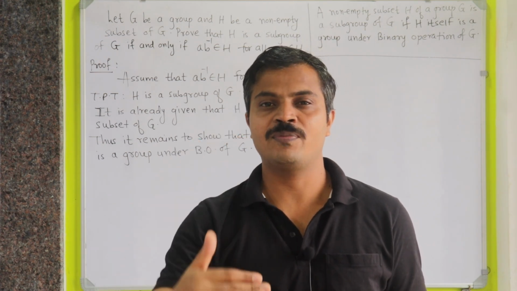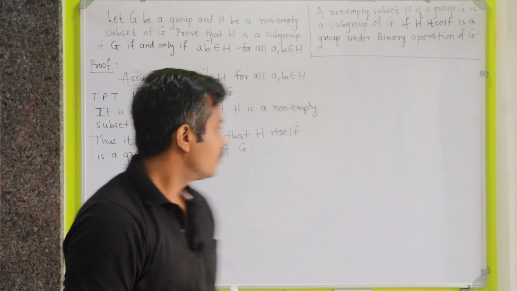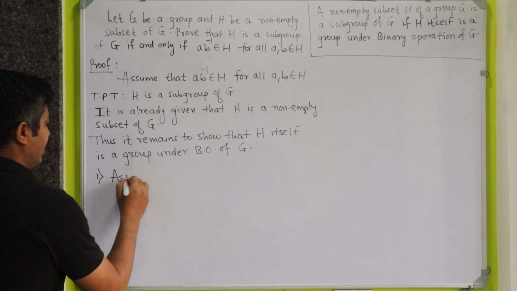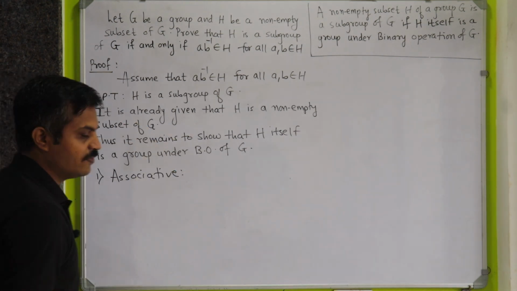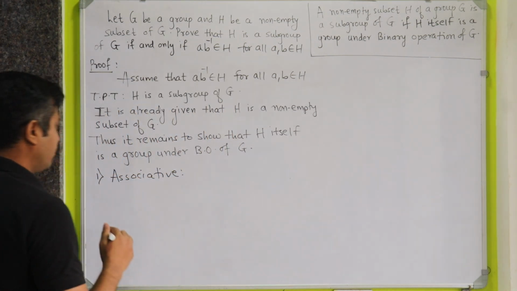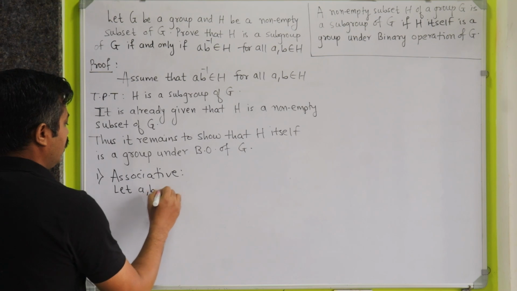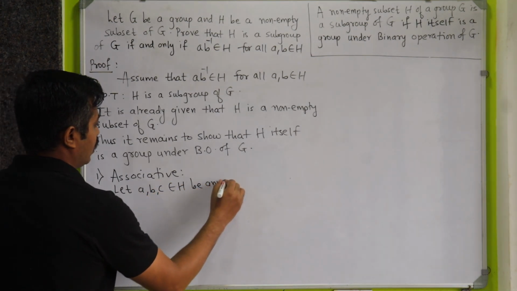So what is the first property of group? That is associativity. So first of all we will show that elements of H are associative. As we know, in order to prove associativity, we will need some elements of H. So I will say let A, B and C belong to H be any elements.